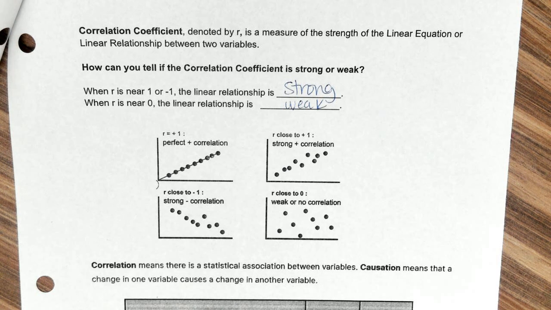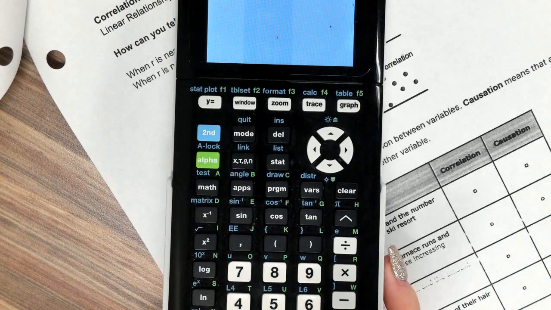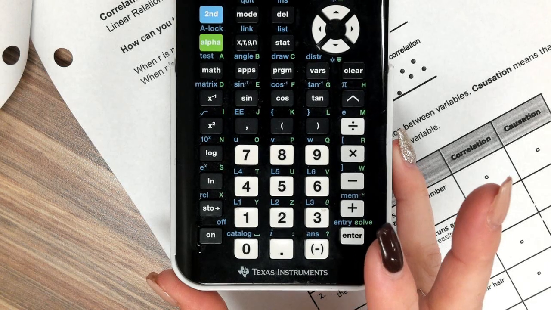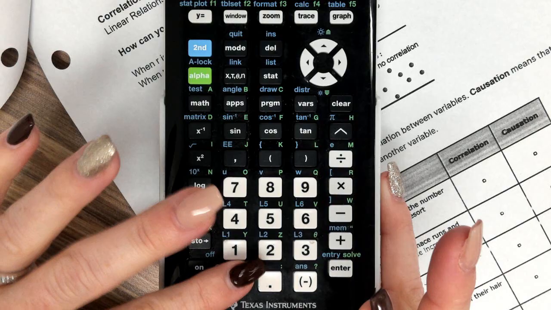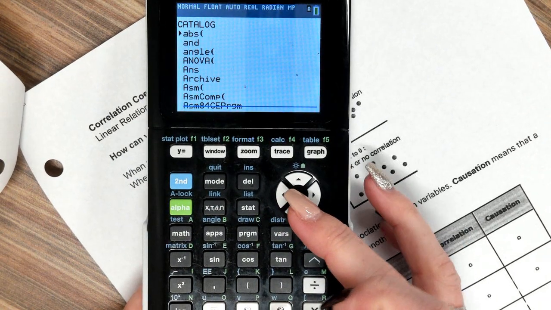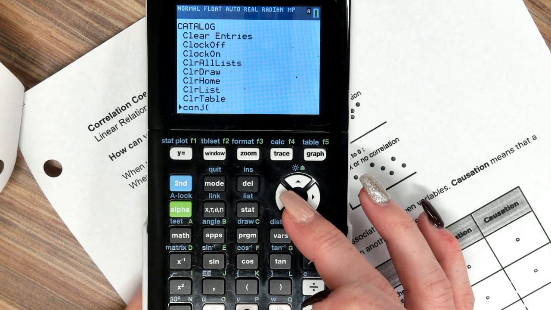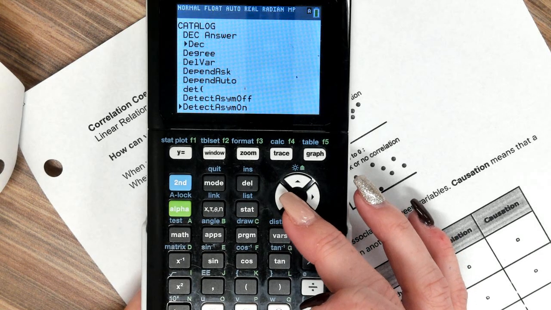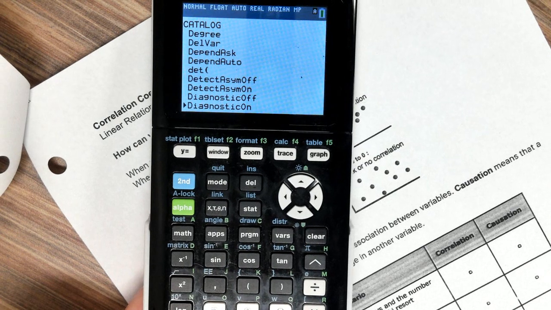So I want to make sure you all go turn the R on in your calculator if we didn't do that yesterday. So go to your calculator. Do y'all remember where to go? Catalog. Right above 0, so you're going to hit second 0. You're then going to arrow down and just hold the down arrow until you get to the D's because it's alphabetical order, and find diagnostic on. Make sure the arrow is pointing to diagnostic on.